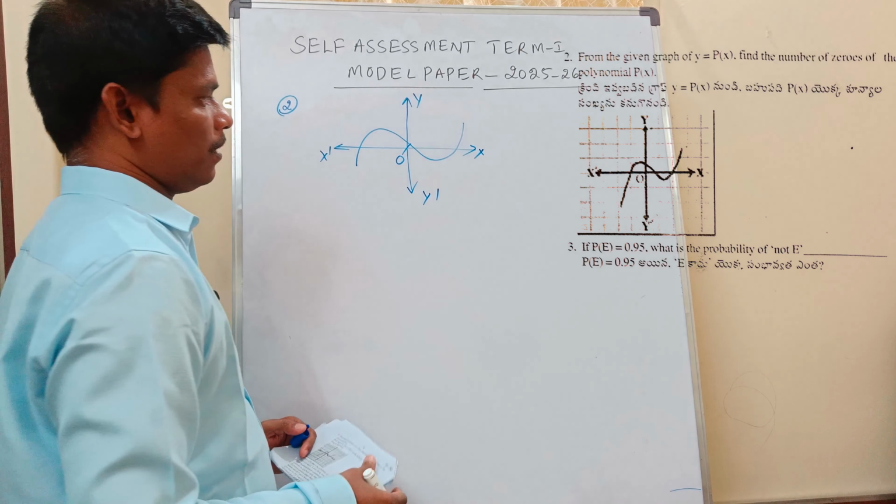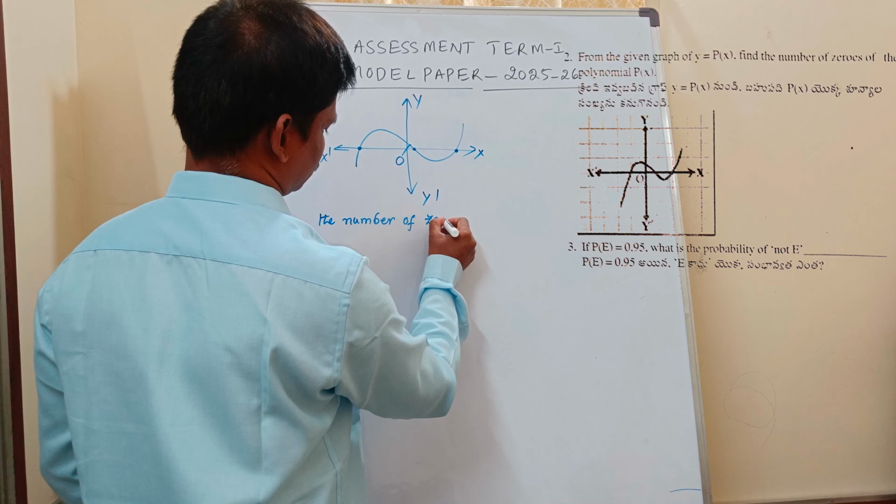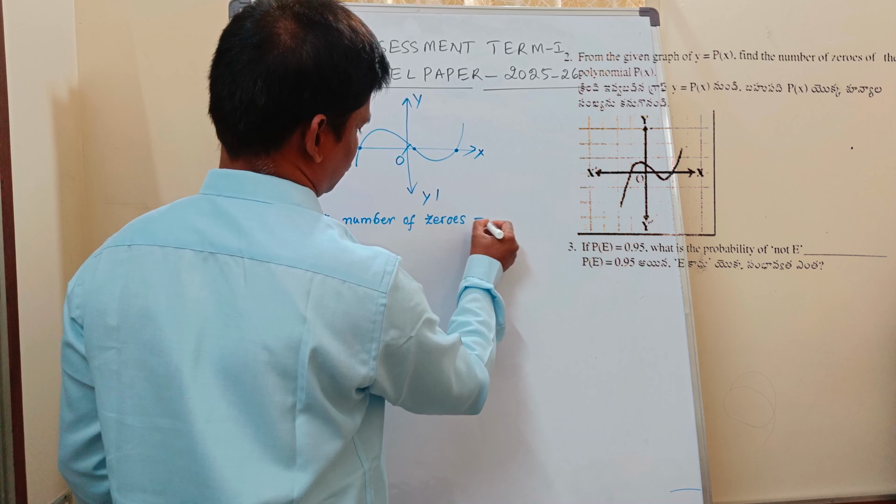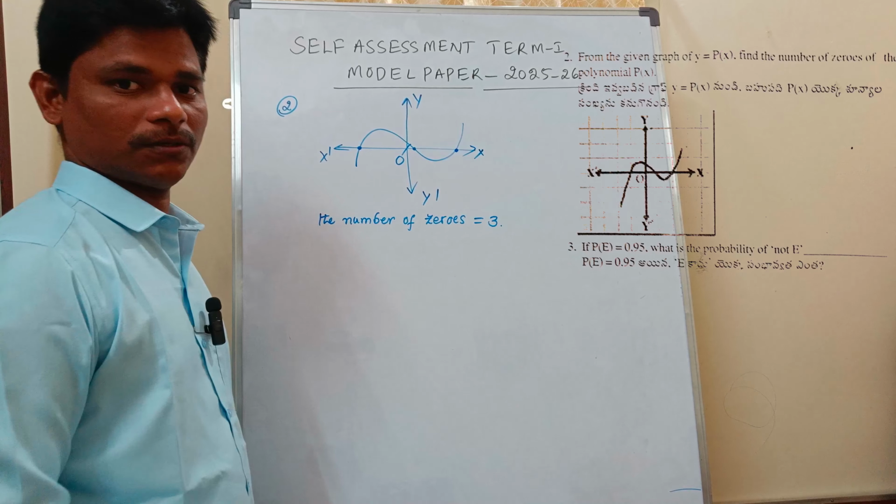Wherever the curve touches the x axis, those are the zeros. Here 1, 2, 3. So the curve touches the x axis at 3 places. Therefore the number of zeros is equal to 3. Okay, simple.